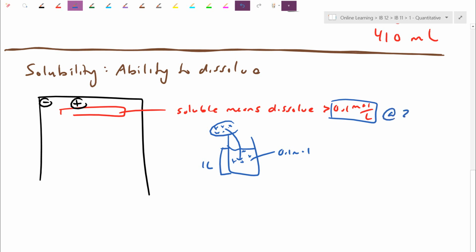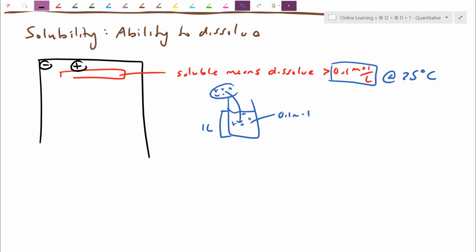They also say at 25 degrees. Solubility is also temperature dependent here. Particles tend to move a little bit faster. They, in general, dissolve things better when they're hotter. There are some strange chemicals that actually get less soluble when you heat them. Strange enough. But there we go. That's what it means to be soluble. We have that criterion. It has to be more than 0.1 moles per liter, and the temperature is 25 degrees.